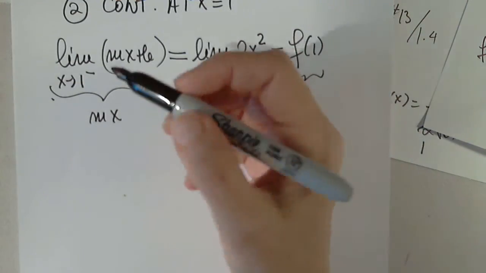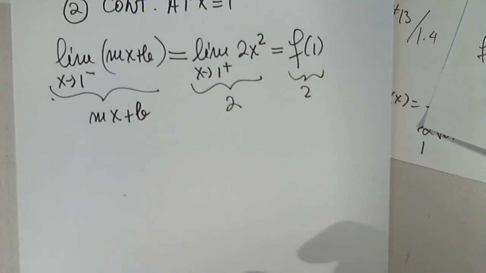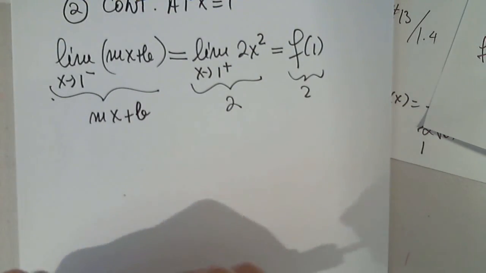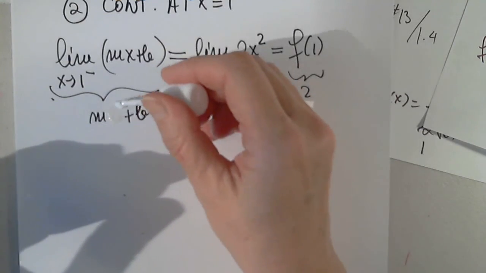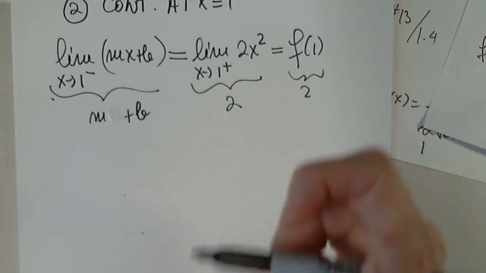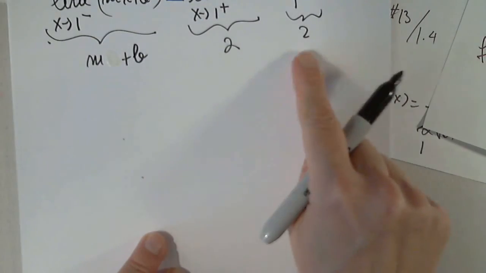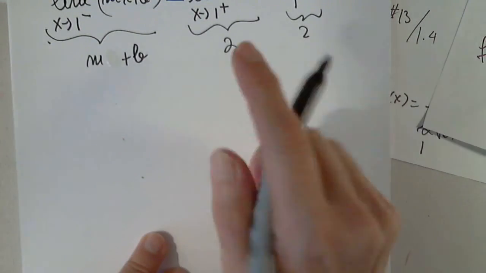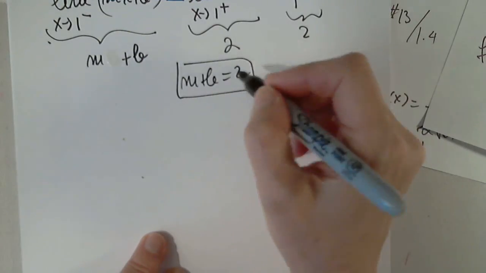Okay, so it's m times 1 plus b. So it's m plus b. Do not write x. I got carried away. So when x approaches 1, we get m plus b. So in order for the function to be continuous at 1, I have to write the equation m plus b equals 2. So this is my first equation that I obtained from continuity.